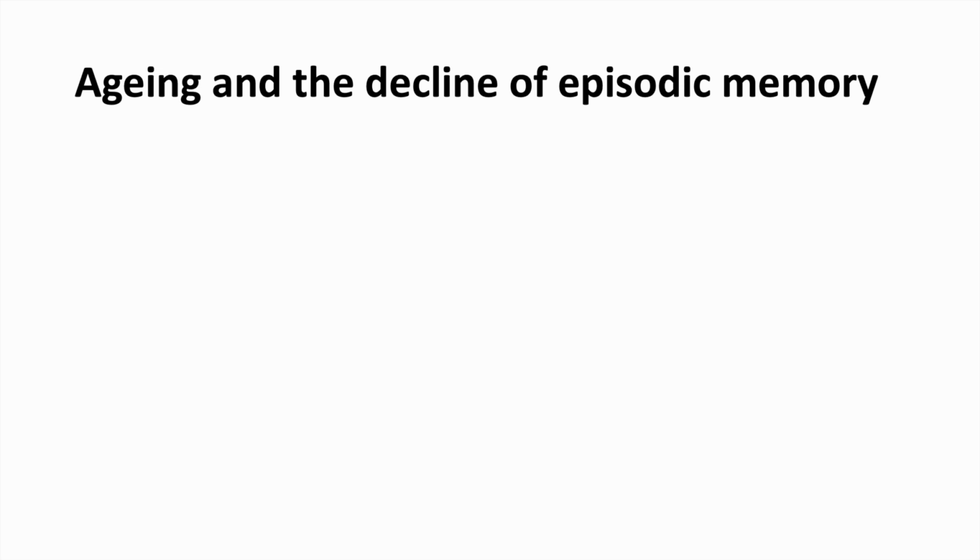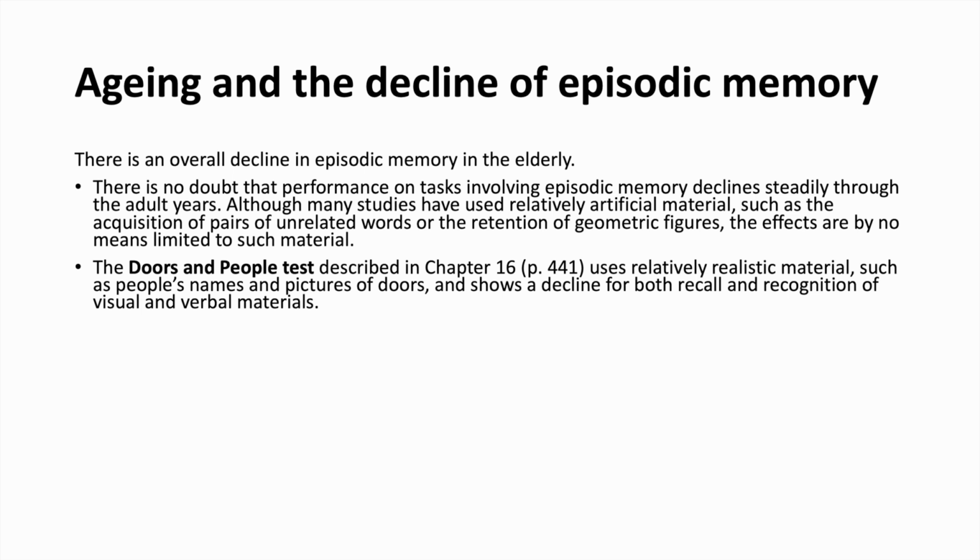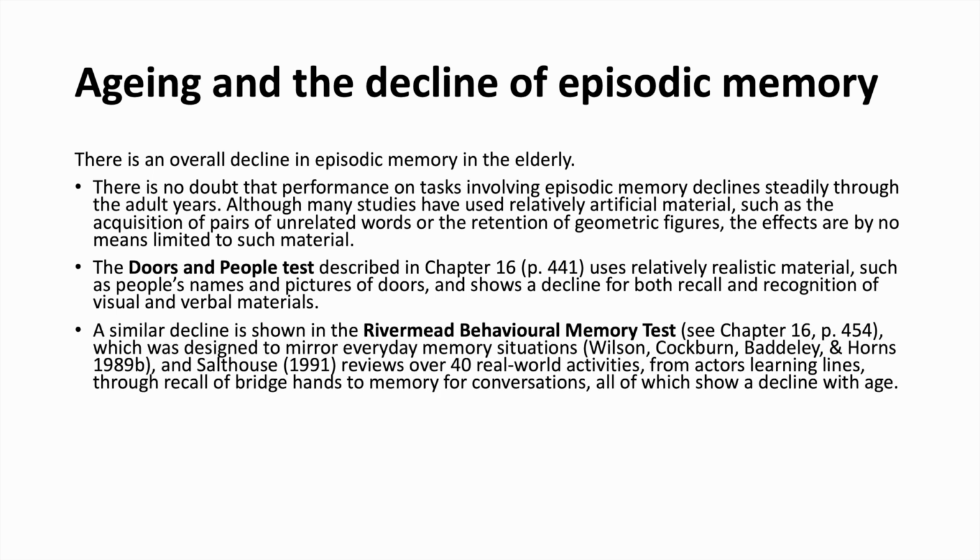Also, one aspect of memory that declines with aging is episodic memory. Episodic memory does decline through the adult years. One thing we could think about is whether the material used in studies is relatively artificial, such as remembering pairs of unrelated words, but this effect does not seem to be limited to such material. So, for example, the Doors and People test asks people to remember names and pictures of doors, and that shows a decline for both recall and recognition of visual and verbal materials. And also another test called the Rivermead Behavioural Memory Test, which is designed to mirror everyday situations, showed a similar decline.